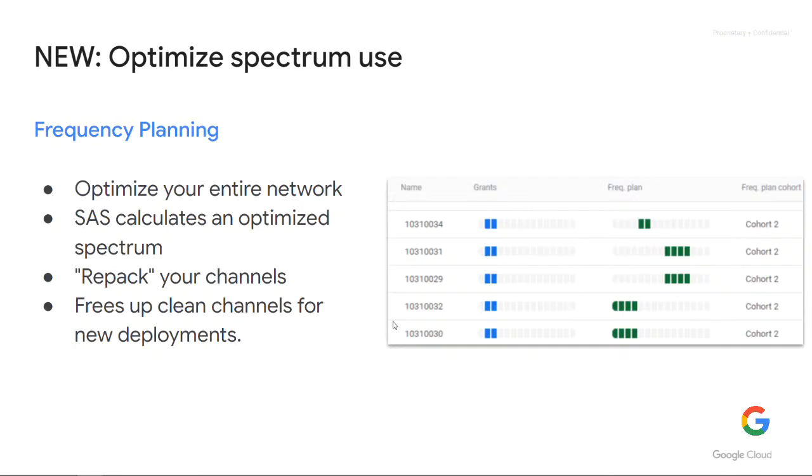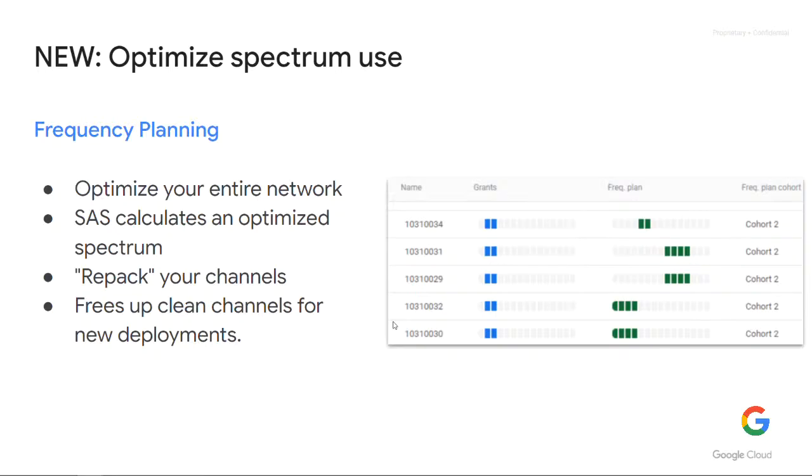So frequency planning optimizes your entire network. It calculates the optimized spectrum for all of the devices that you have deployed. And it repacks the channels based on these cohorts. Within this cohort, what are the optimum channels that we can change that won't impact any other devices outside that cohort? And what this does is it repacks your channels, just like they did with the TV spectrum a little while ago, you might remember.